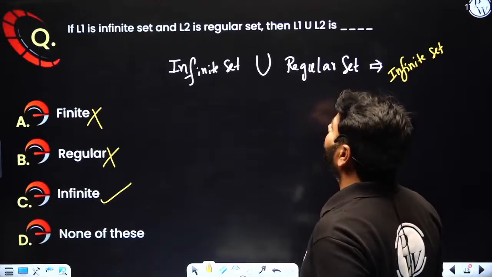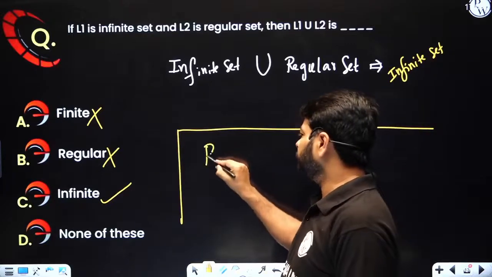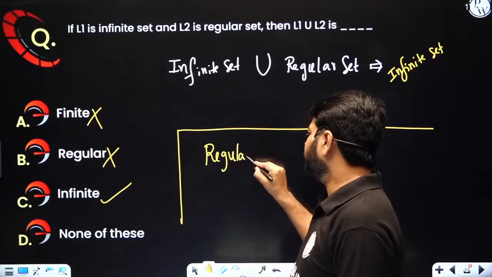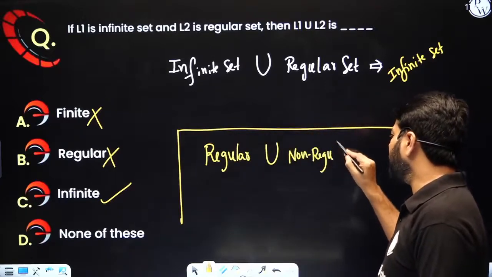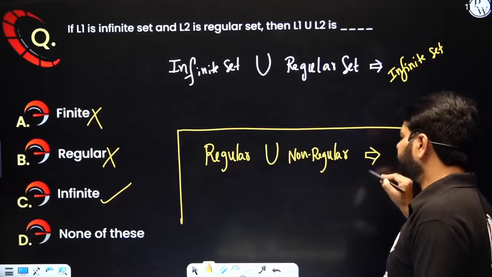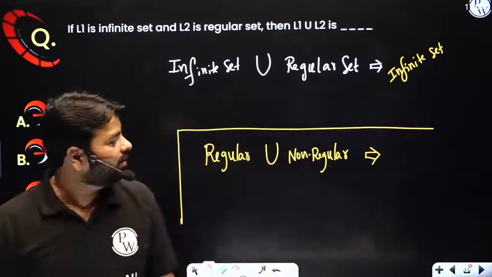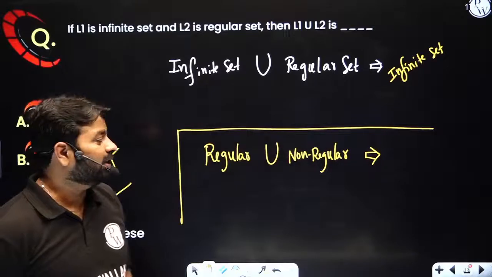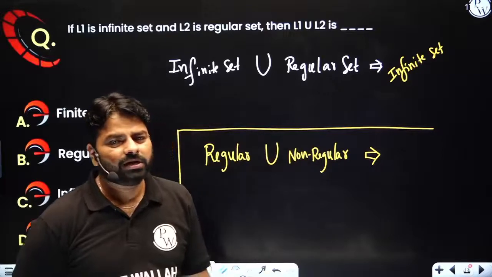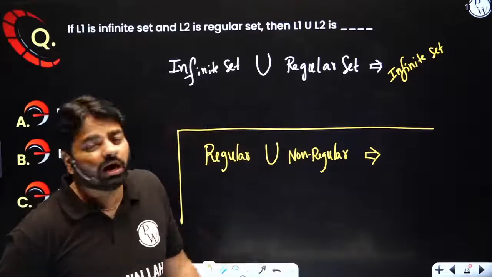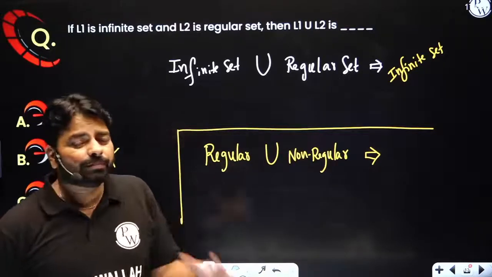Let me ask one question here. Sorry for interrupting, but it will still help you a lot. Regular union non-regular. Can you think about what's happening here? We know regular union regular is regular, non-regular union non-regular could be anything. Now regular union non-regular. To conclude these answers, here you can't prove it, because these two are not from the same domain. They have different properties.